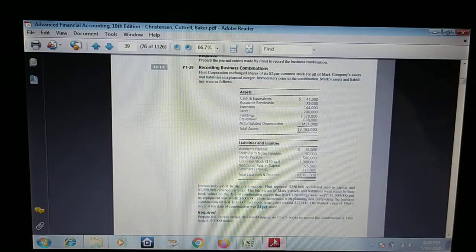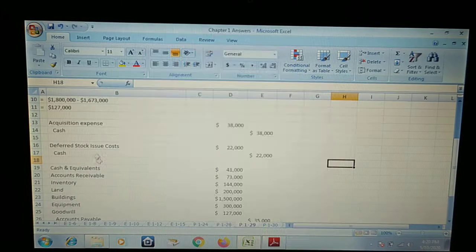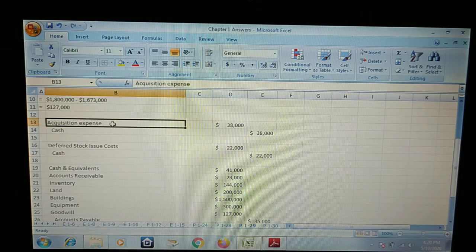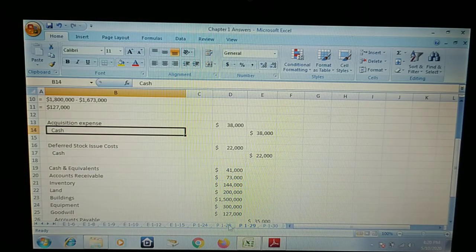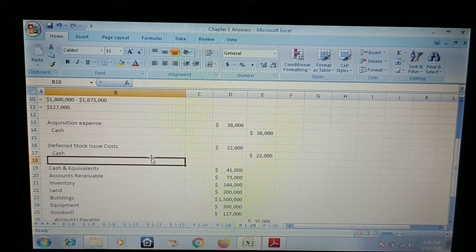For the next thing, before we record the assets and liabilities, we first record the expenses. The cost associated with planning and completing the business combination is called acquisition expense. So debit acquisition expense, credit cash. And then the stock issue cost is $22,000. So debit deferred stock issue cost, credit cash.